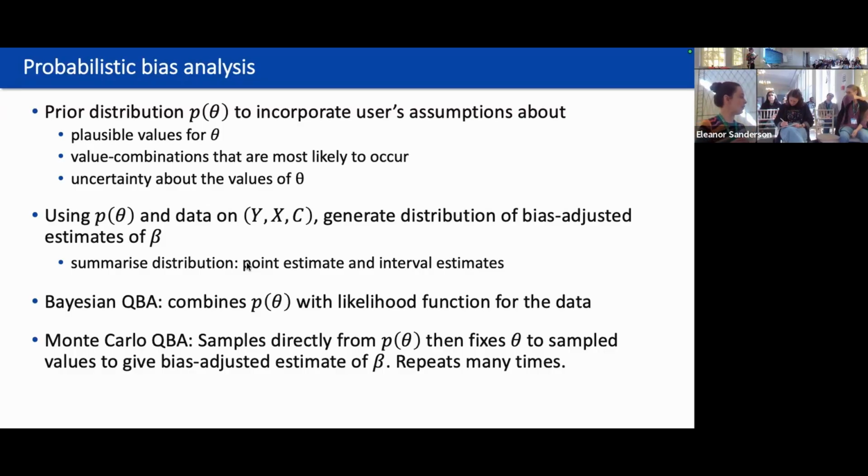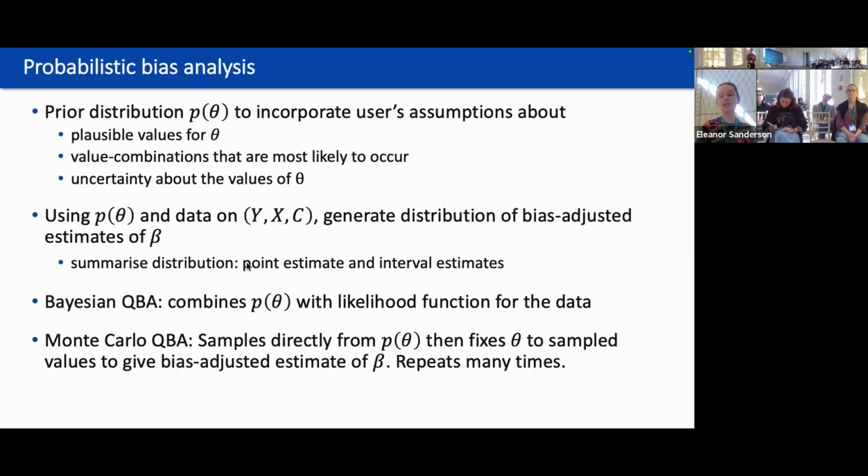Using this prior distribution and our study data, we can then generate a distribution of the bias adjusted estimates of our exposure effect beta. We can summarize this distribution as a point estimate and an interval estimate. We can conduct a probabilistic bias analysis using a fully Bayesian approach. Roughly speaking, this is where you combine the prior distribution with the likelihood for the study data.